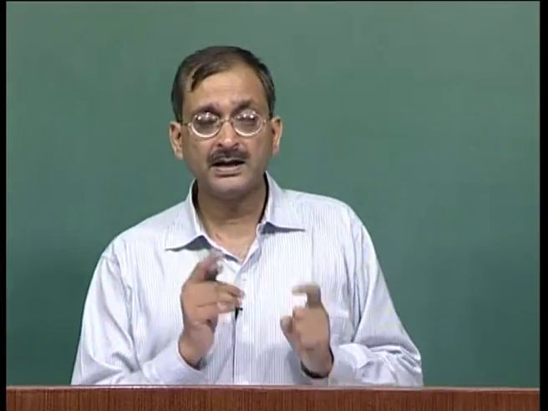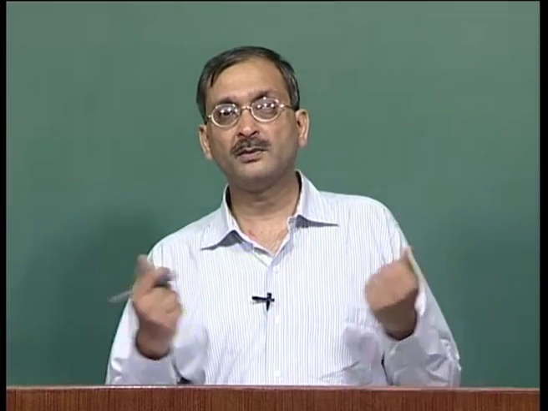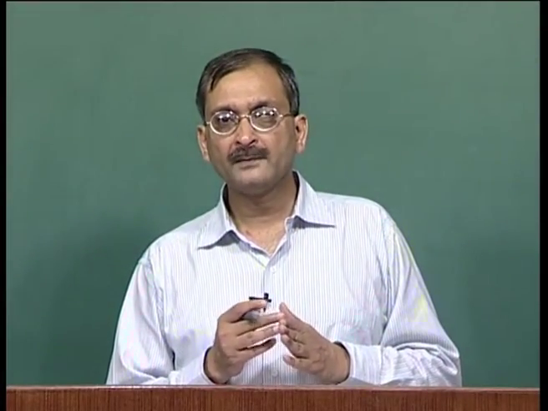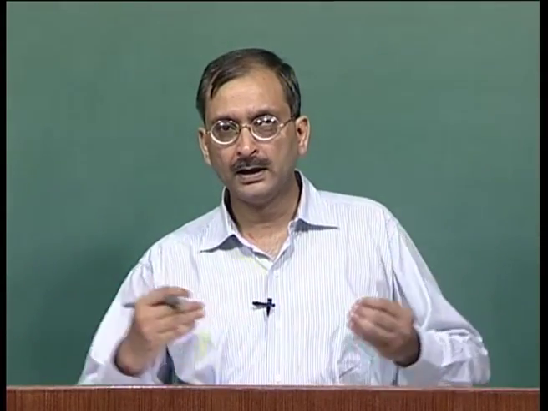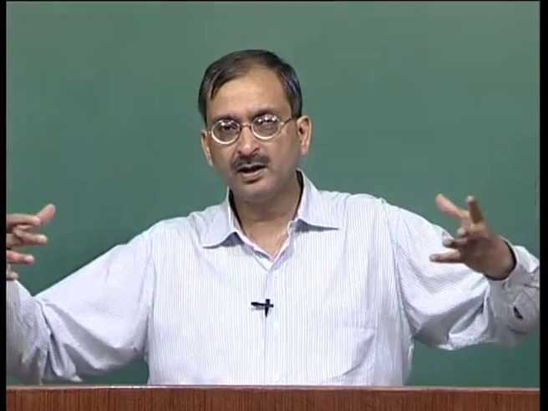Why is it happening? Let us look at this and then I will come back to it. Because a steady state is reached between the rate of pumping and the rate of inflow of the groundwater from the edges of the area of influence. As we said, during the unsteady case, the pumped water was coming out mainly from the storage. But when the steady state conditions are reached, the water actually stops coming from the storage, and it is basically resulting from the groundwater flow which is coming from the edges of the area of influence.